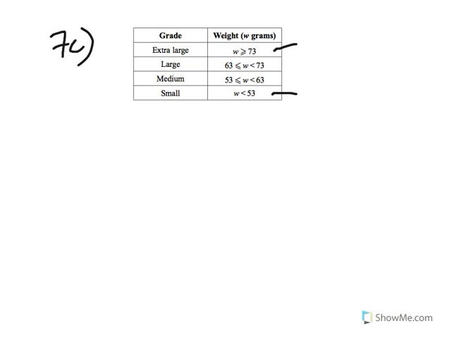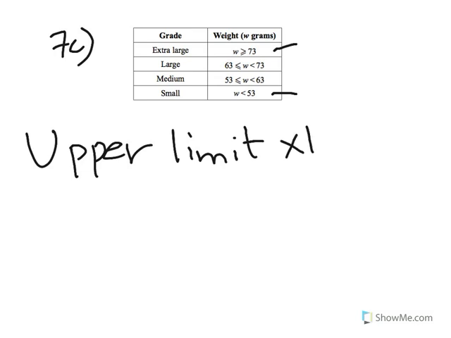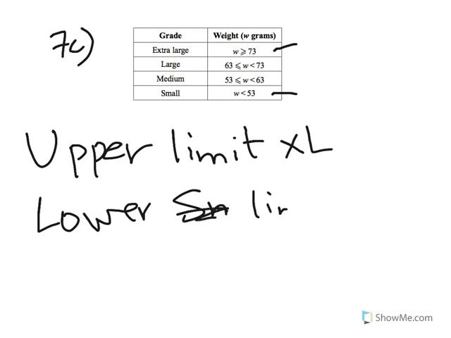It's because there is no upper limit for extra large, and there is no lower limit for small. So you can't really calculate a midpoint or make an average assumption.